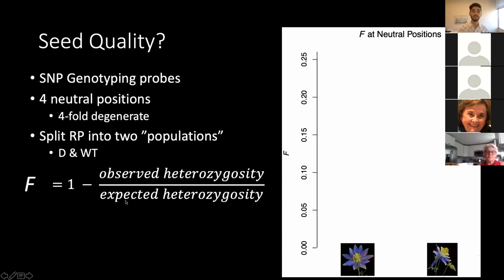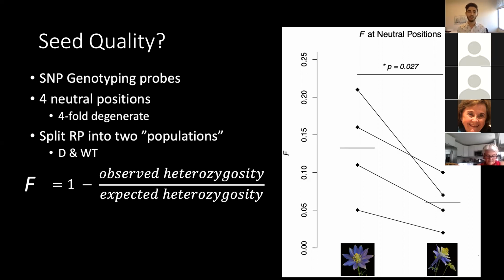And notice that if observed and expected are equal, that ratio is 1. So your inbreeding would be 0. Again, the higher inbreeding, the more inbred you are. Pretty straightforward. And as you can see across all 4 loci, we have Dahliae on the left, wild type on the right. There is significantly higher inbreeding in the Dahliae plants.